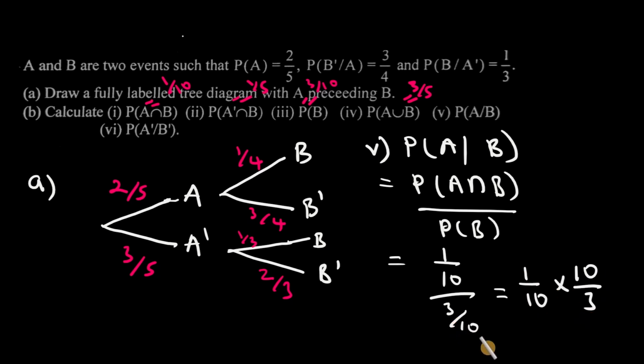Since you invert 3 on 10, you have 10 on 3. And you see the 10 here cancels the 10 here. So we'll be left with 1 on 3. That is 1 times 1 is 1, 3 times 1 is 3. So it means this is 1 on 3.